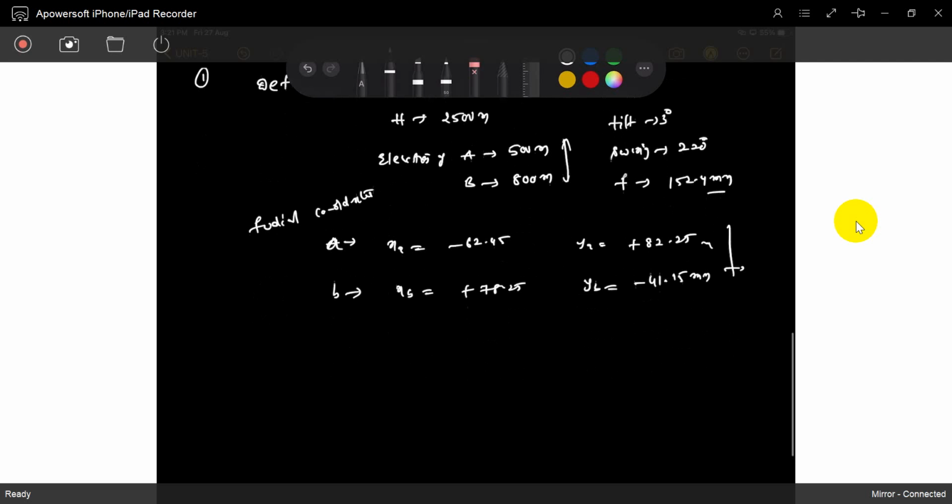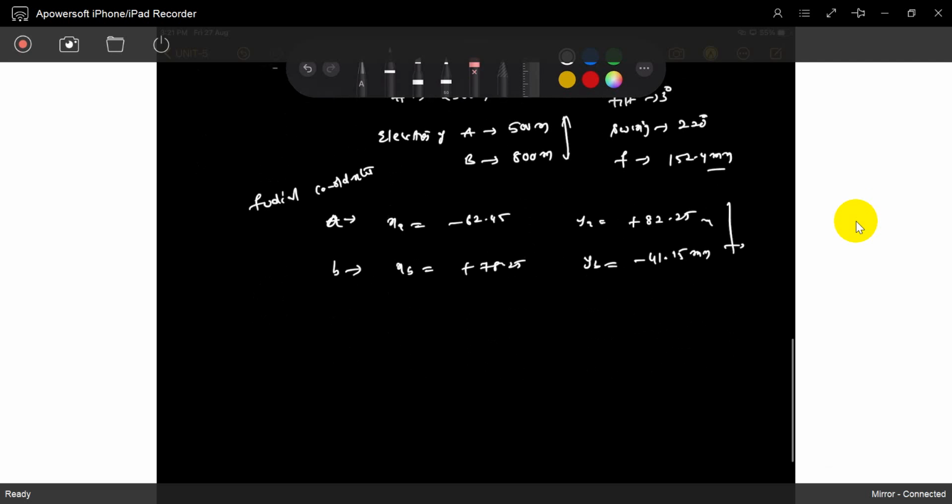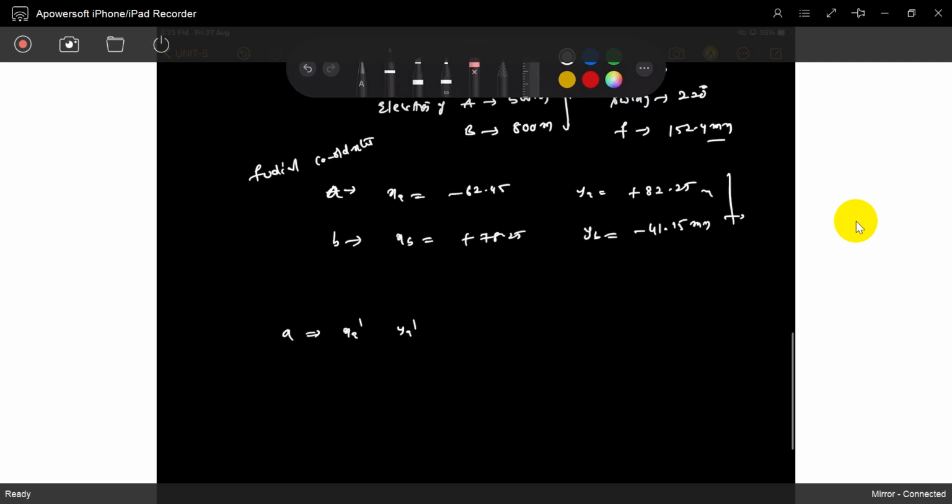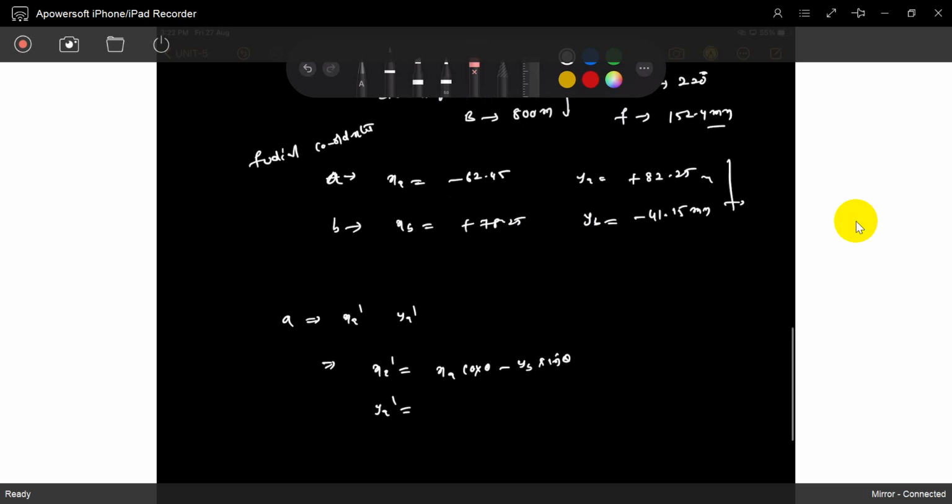tilted axis coordinates. So what are the tilted axis coordinates? For a point, the tilted coordinates are xa dash, ya dash. How can you get it? xa dash is xa cos theta minus ya sin theta. ya dash is xa sin theta plus ya cos theta plus f tan t. We already showed it, so use it.